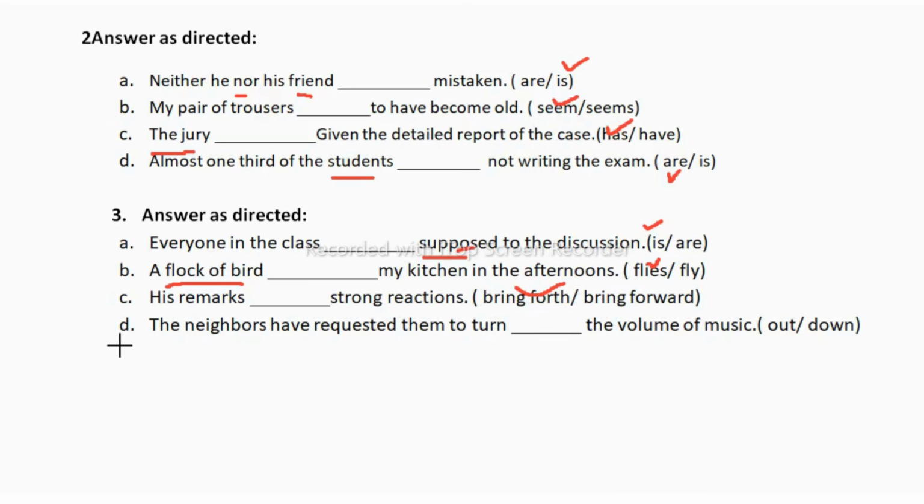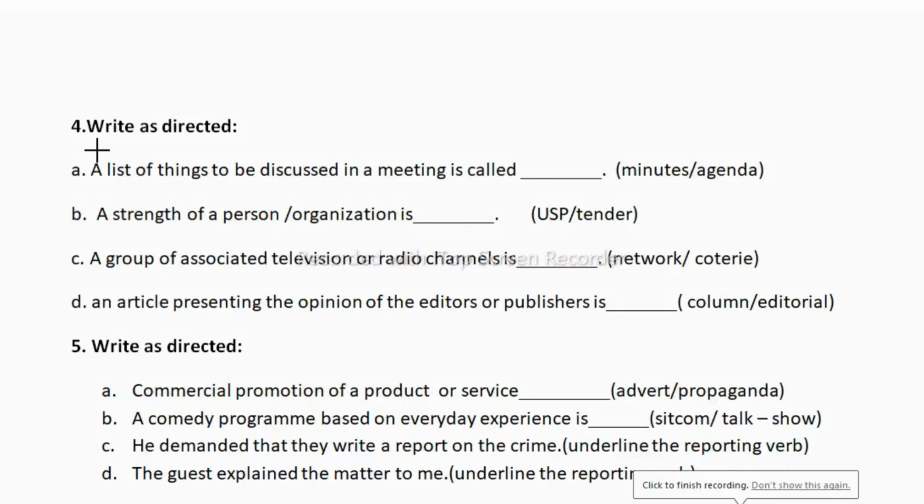The next one is, the neighbors have requested them to turn dash the volume of music. Then turn out or turn down. So students, it is very easy. You can choose this. So turn down we should take, because it means to lower the volume. Fourth bit, again write as directed. So the first one is, a list of things to be discussed in a meeting is called dash, minutes or agenda.